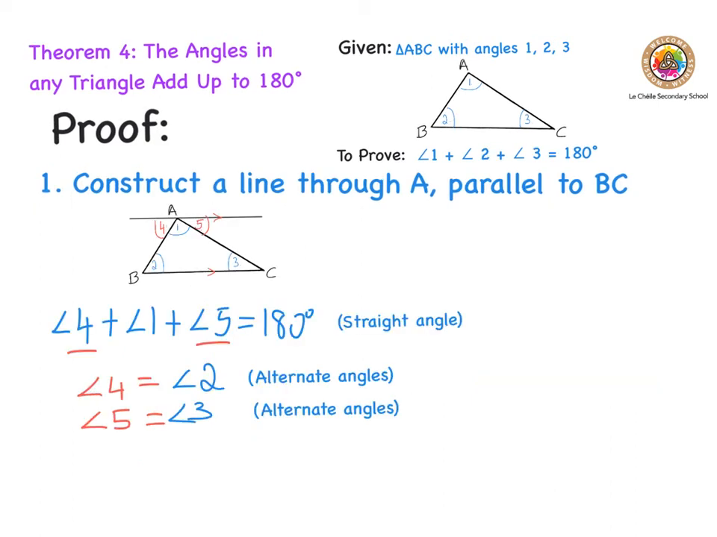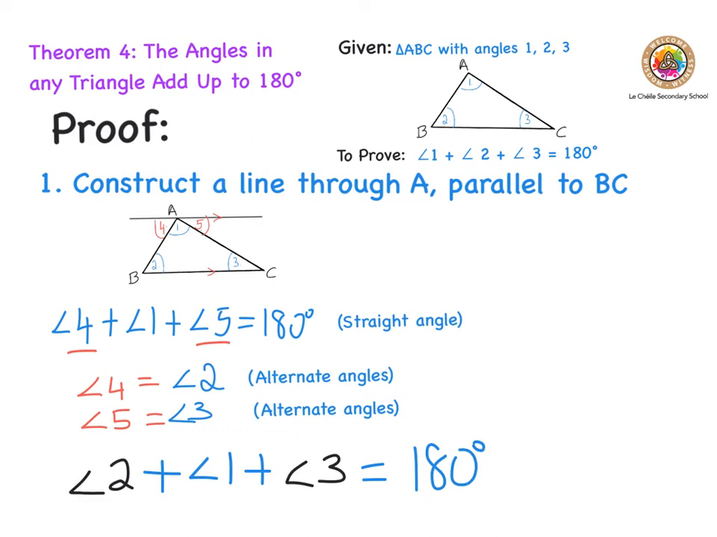Okay, so now we have the guts of the work done. Now all we need to do here is replace, well, angle 4 we can replace with angle 2, and angle 5 we're able to replace with angle 3. And so replacing those, instead of angle 4 this time, I'll have angle 2, plus my original angle 1, plus my now replacement of angle 5 with angle 3. And so what have I got? I knew that that is equal to 180 degrees from my original statement. And so we have it proven.